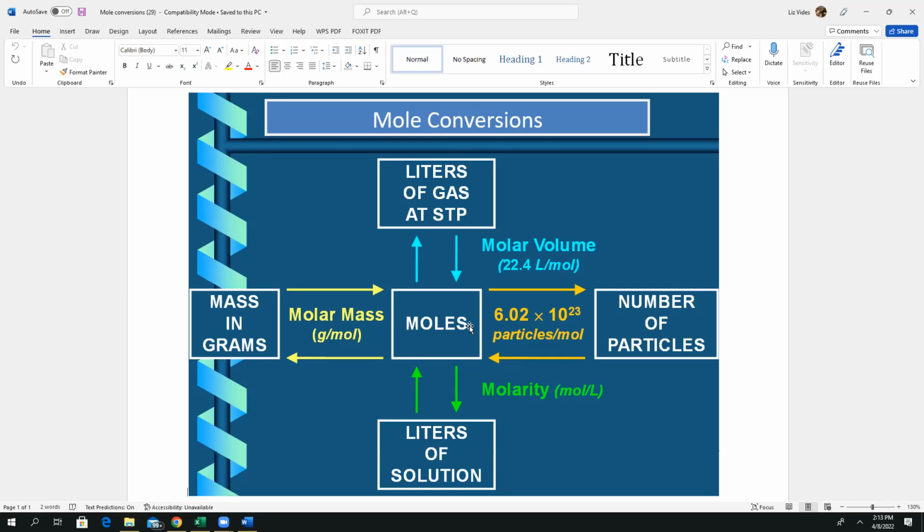So looking at that, you can see that from grams to moles, you need the molar mass. And from moles to number of particles, you need Avogadro's number, which is right here. Now, if you were going the other way, from moles to liters of gas at STP, you would use the molar volume. And moles to liters of solution, you would use molarity. But that's for another time.